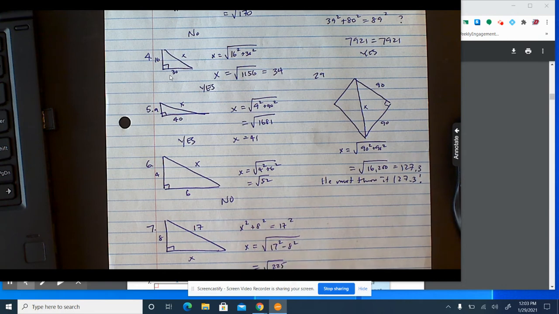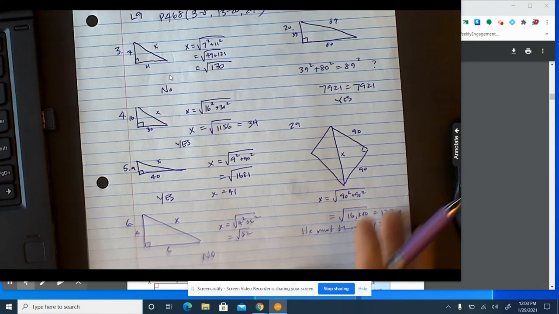With number 7, what do you do? You go ahead and solve, but now instead of the hypotenuse, you're missing the long leg. Solving, you know that x squared plus 8 squared equals 17 squared. You get that x equals 15. 8, 15, 17, yes, that's a Pythagorean triple. Number 8, again, you're missing the long leg. Solving, you get root 495. That is not an integer, so no, it is not.